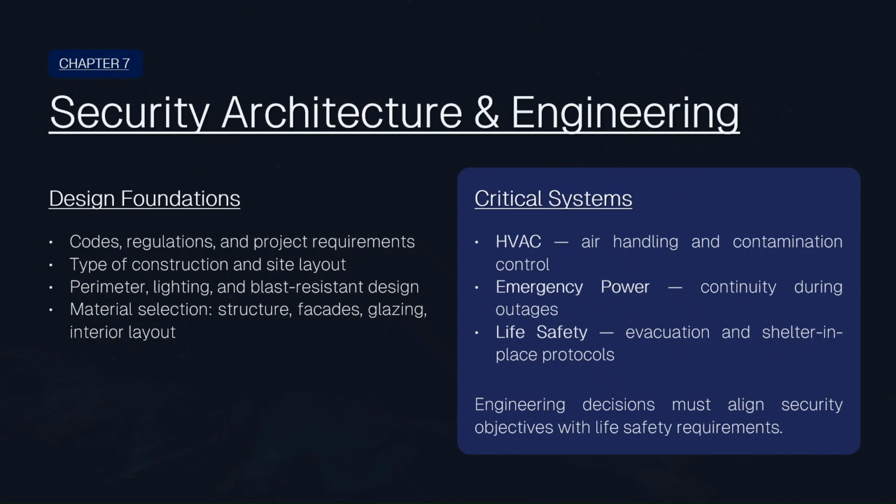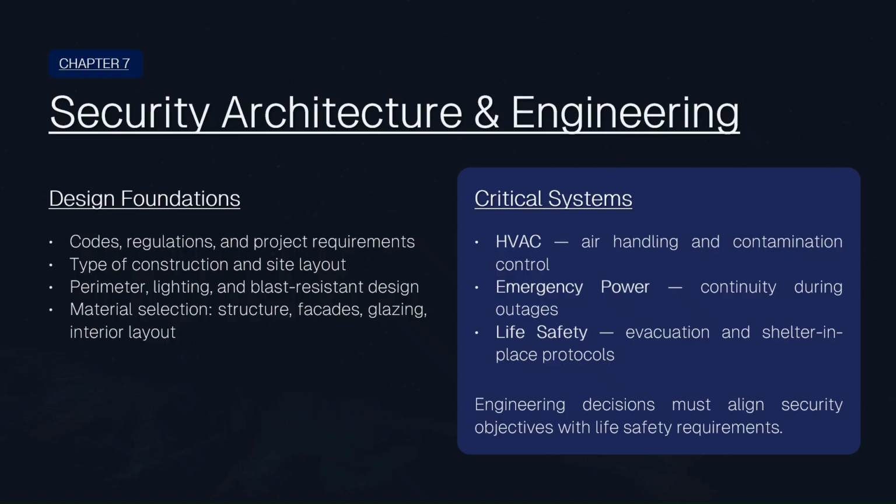Effective physical security ultimately depends on sound security architecture and engineering principles. Security architecture begins with design foundations. These include defining the security requirements of the facility, selecting appropriate control technologies, and ensuring that protective measures are integrated into the building design from the earliest stages. Architectural considerations also include perimeter lighting, blast-resistant design, and structural features such as walls, facades, glazing, and interior layouts that enhance protection. Another important dimension is the integration of critical systems.